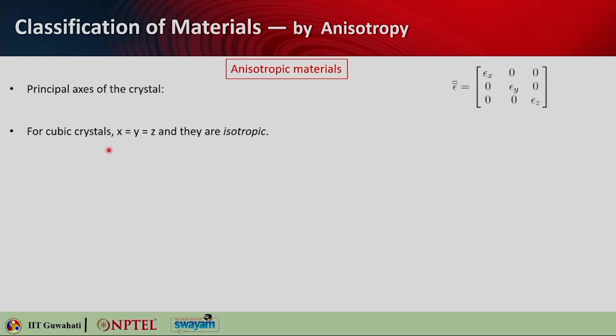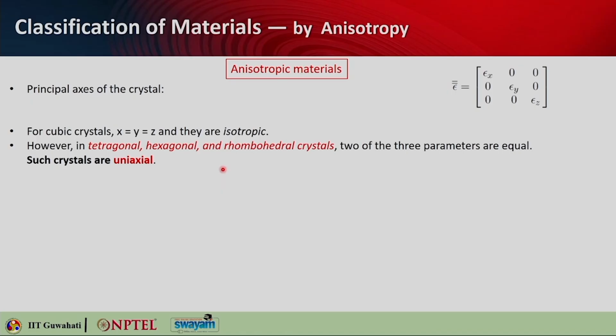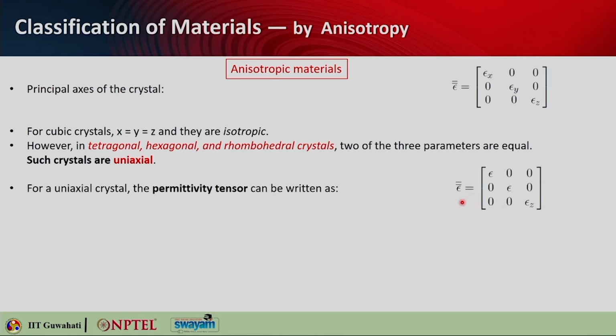And if you take the example of a cubic crystal where x, y and z are all equal, then this tensor also becomes isotropic. But in the case of other crystal types, something like tetragonal, hexagonal, rhombohedral, two of the three parameters are equal. Say any two, let's assume that epsilon x and epsilon y are equal. So this kind of crystals are called uniaxial crystals. For the case of uniaxial crystal, the permittivity tensor can be written as this. You have the tensor where epsilon x and epsilon y are equal, so you can simply write them using epsilon, and epsilon z is different.